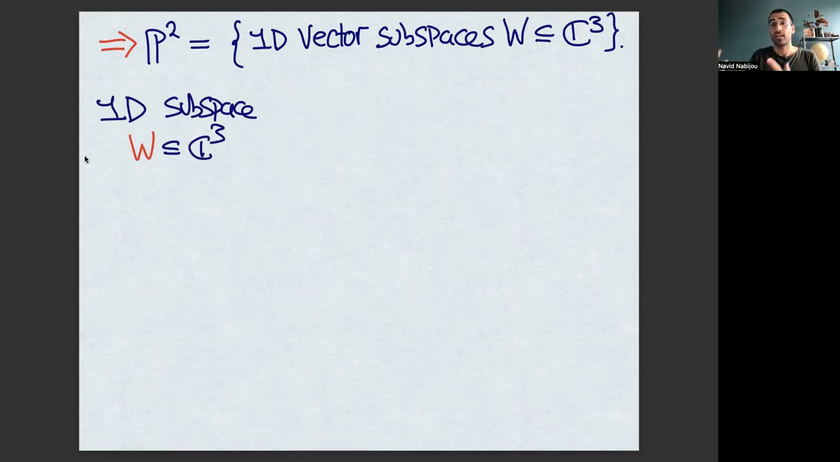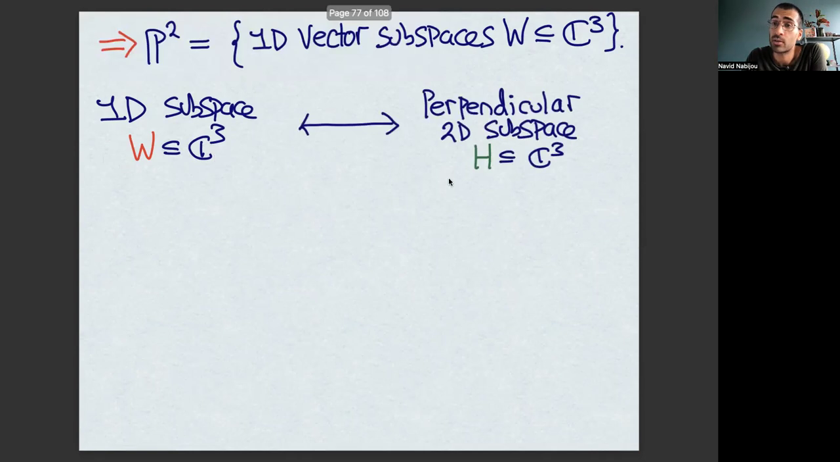Okay, so now that we've set this up, we can start to do some linear algebra, and we're going to deduce something quite interesting about P2 that we didn't know before. So let's forget about P2 for a minute. Let's just think about linear algebra. If I give you a one-dimensional subspace of C3, something you can do is find the perpendicular, right? So you use the inner product on C3, and you can build a perpendicular subspace. And since C3 is three-dimensional and W is one-dimensional, this perpendicular thing will be two-dimensional. Yeah. So to every W, I get an H, which is this perpendicular subspace.